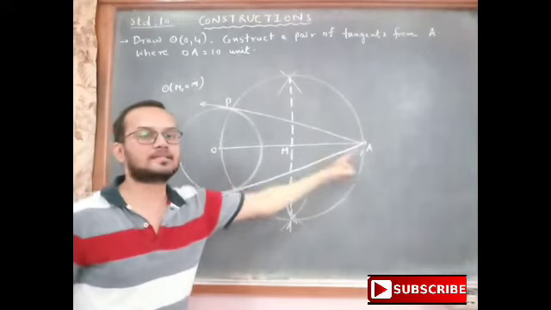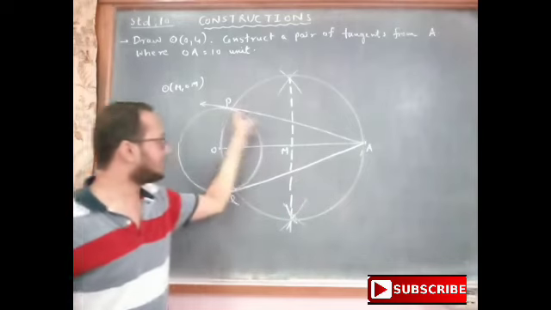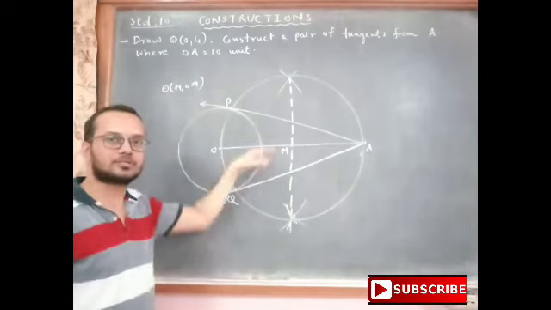So it depends on this distance. So this way we can get tangents from an exterior point to the given circle.